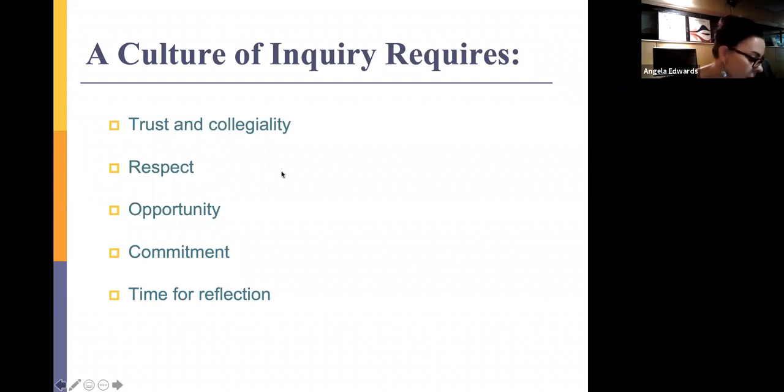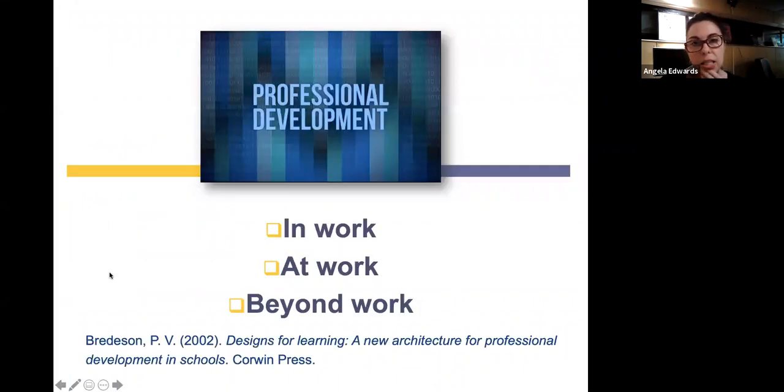So I know I mentioned this reading before, Bredesen, Designs for Learning: A New Architecture for Professional Development in Schools. This is one of the readings for this week. Did anyone get a chance to read this one? Yeah, a few people are nodding their heads. I would say that, it's from 2002, and I know I'm a stickler for recent research, but this I do believe is pivotal research in professional development. It's an oldie but a goodie, and I would actually say that it's seminal research in this area.